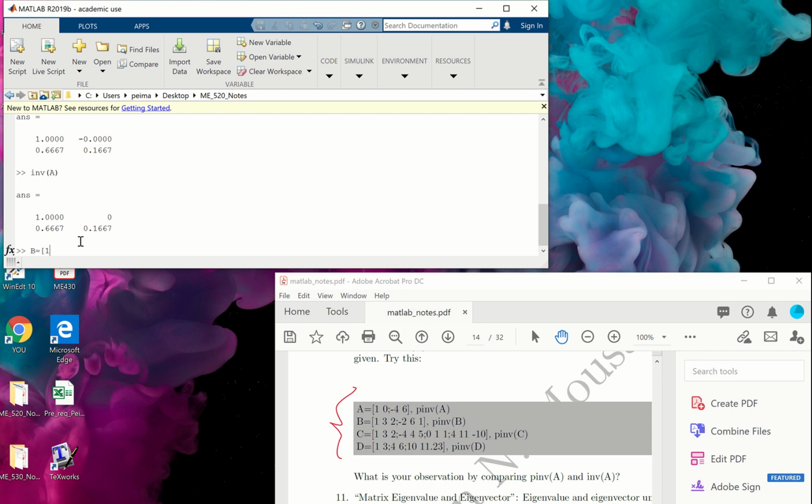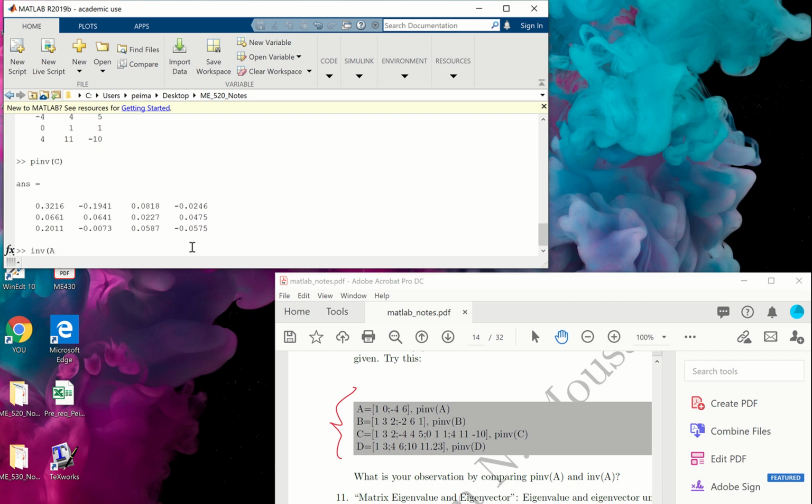If I say B is equal to 1, 3, 2 and -2, 6, 1, this is a non-square matrix that has 2 rows and 3 columns. So you say pinv of B, and it's going to give you a 3 by 2 inverse of the matrix, okay? If you say C equal to 1, 3, 2, -4, 4 and 5, 0, 1 and 1, 4, 11 and -10, this is a 4 by 3 matrix. So pinv of C, the pseudo inverse, is going to give you this kind of result, and it's going to be 3 by 4.